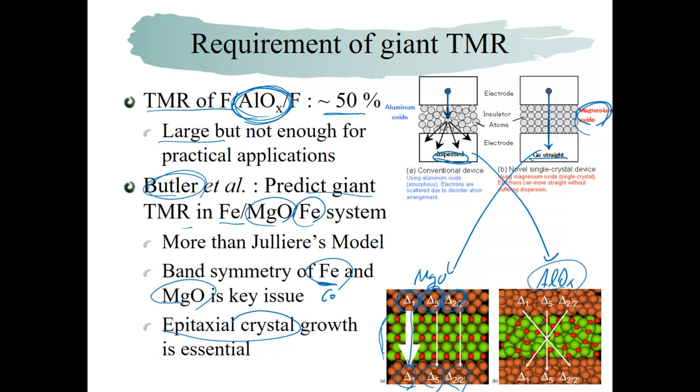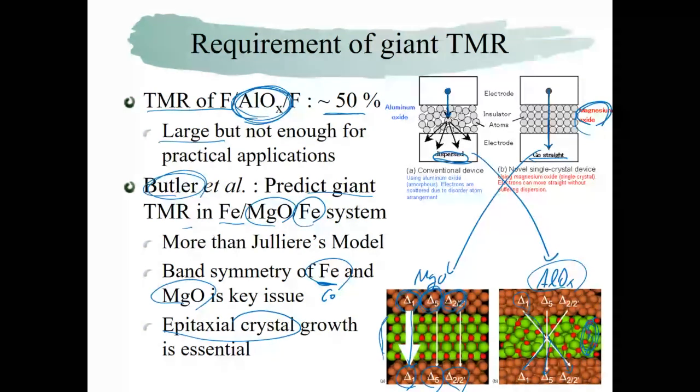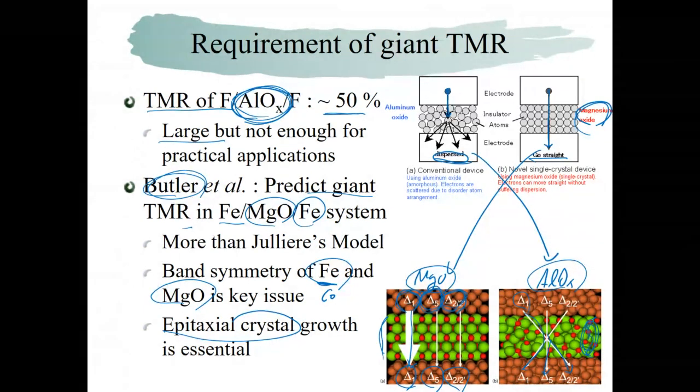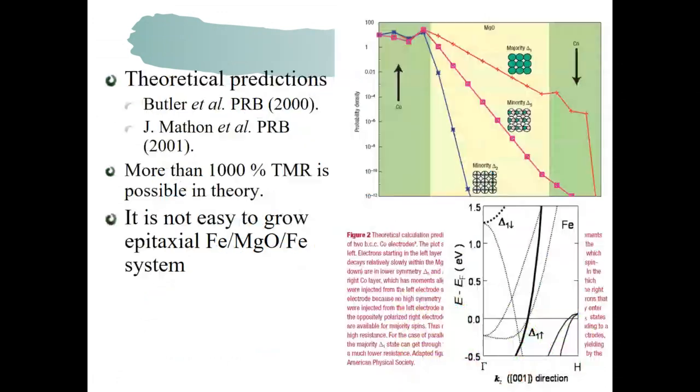But in aluminum oxide, this is an amorphous insulator, so they cannot conserve the momentum of the electron. So the delta 1 band can go to delta 1, delta 5, delta 2 prime, 2, and 2 prime, so any band. So in this MgO case, we call this linear momentum conservation tunneling, while with aluminum oxide, we lose the linear momentum. That is very important.